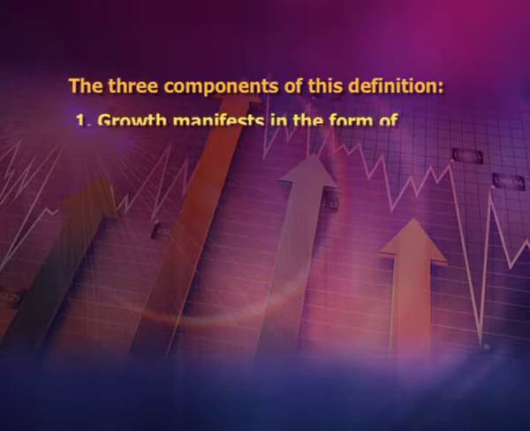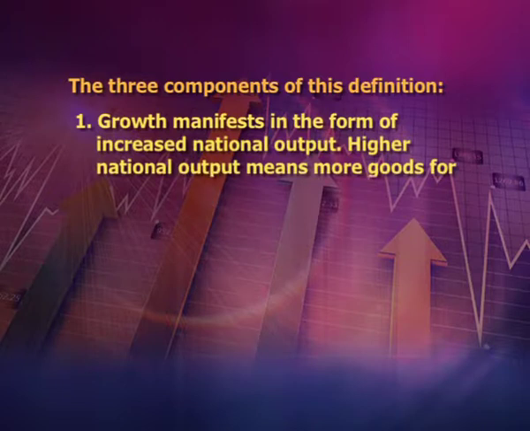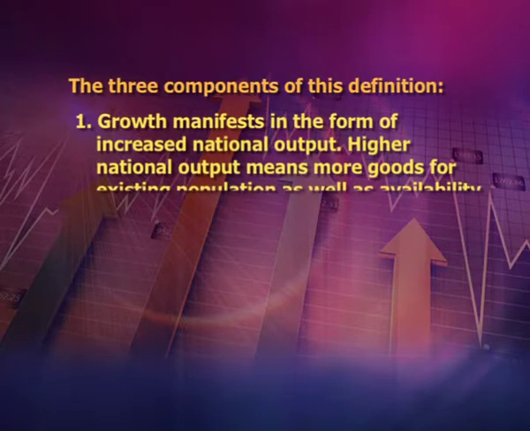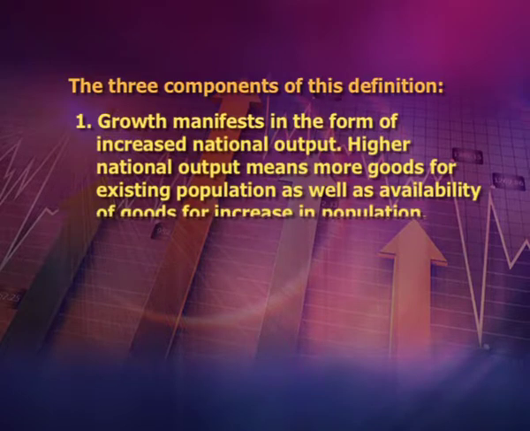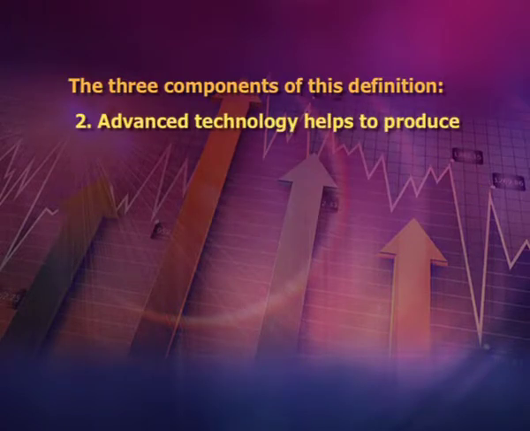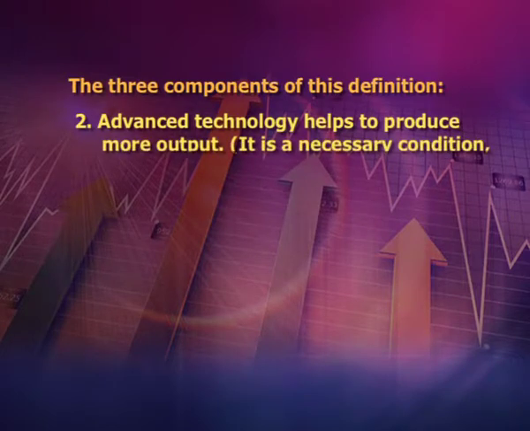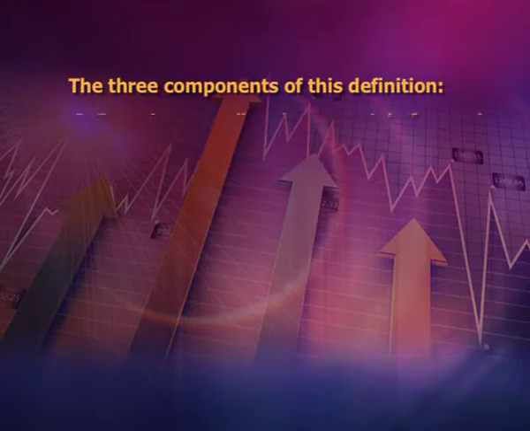The three components of this definition can be summarized as: first, growth manifests in the form of increased national output. Higher national output means more goods for the existing population as well as availability of goods for the increase in population. Second, advanced technology. Advanced technology helps to produce more output. It is a necessary condition, but not a sufficient condition.